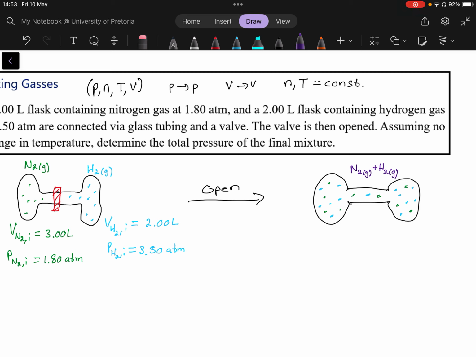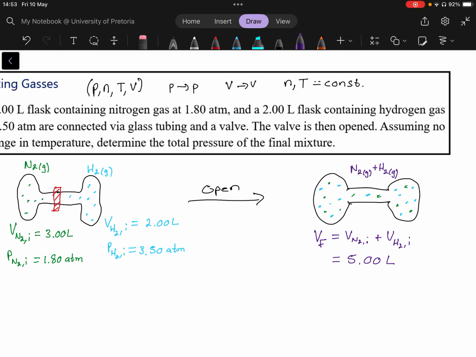All right. What is the thing that changes that is more important? We no longer have two separate volumes, we now have a final volume. The final volume of this system is equal to the initial volume of the nitrogen plus that of the hydrogen, and that is of course equal to 5.00 liter, because both gases now have access to the full bulb, or the full part of the flask.